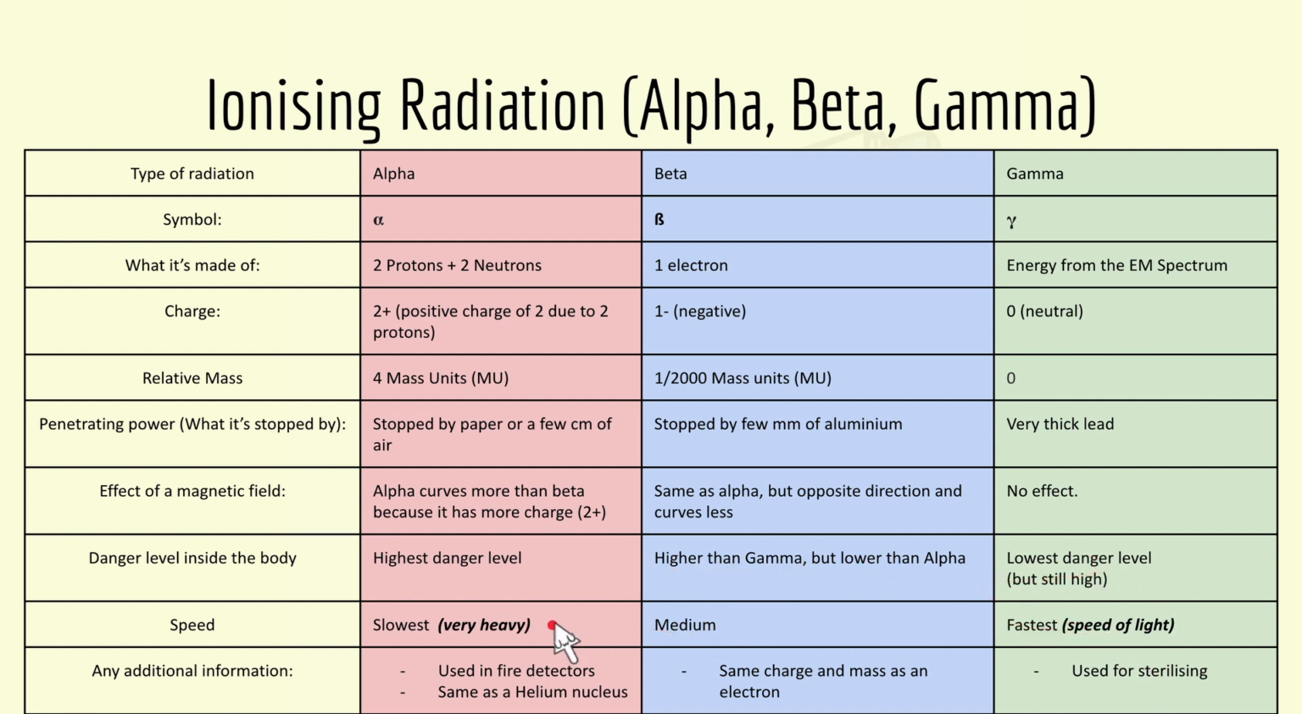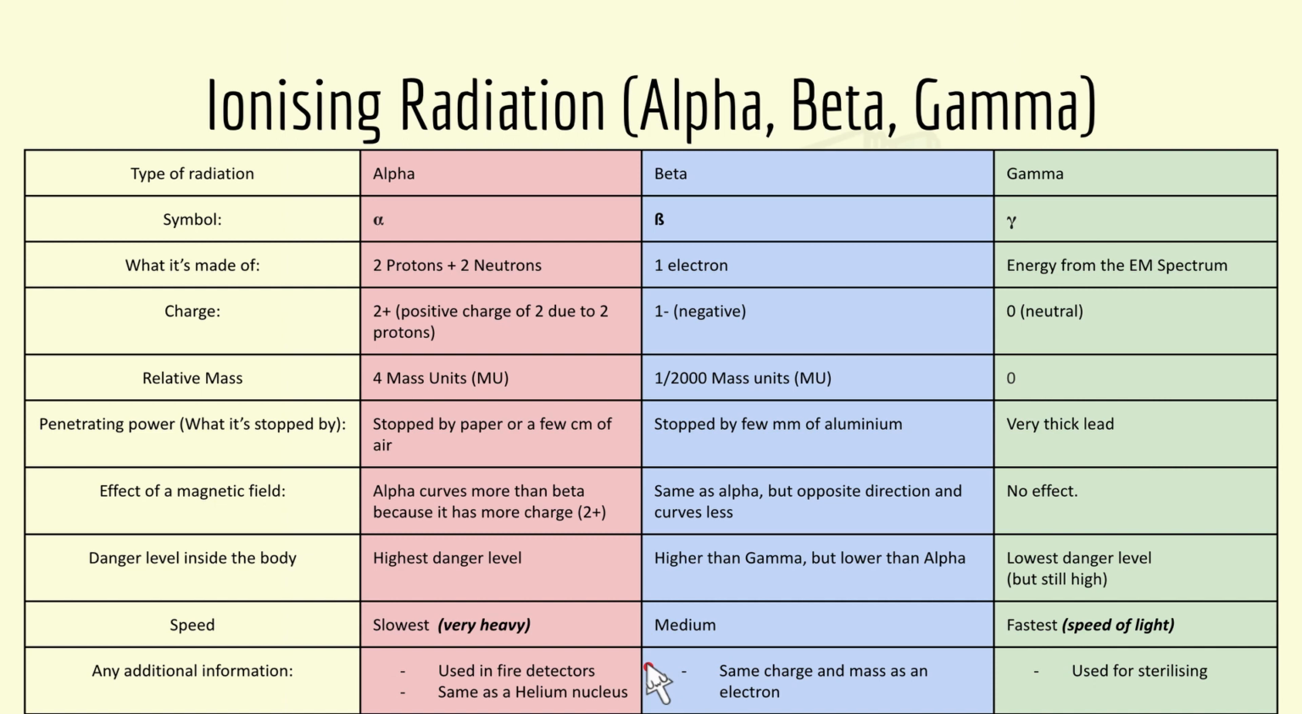The speed for alpha is very slow, beta is medium, and gamma is fast because it travels at the speed of light. Because gamma is part of the EM spectrum, the electromagnetic spectrum, which is gamma rays. And any additional information you can read.